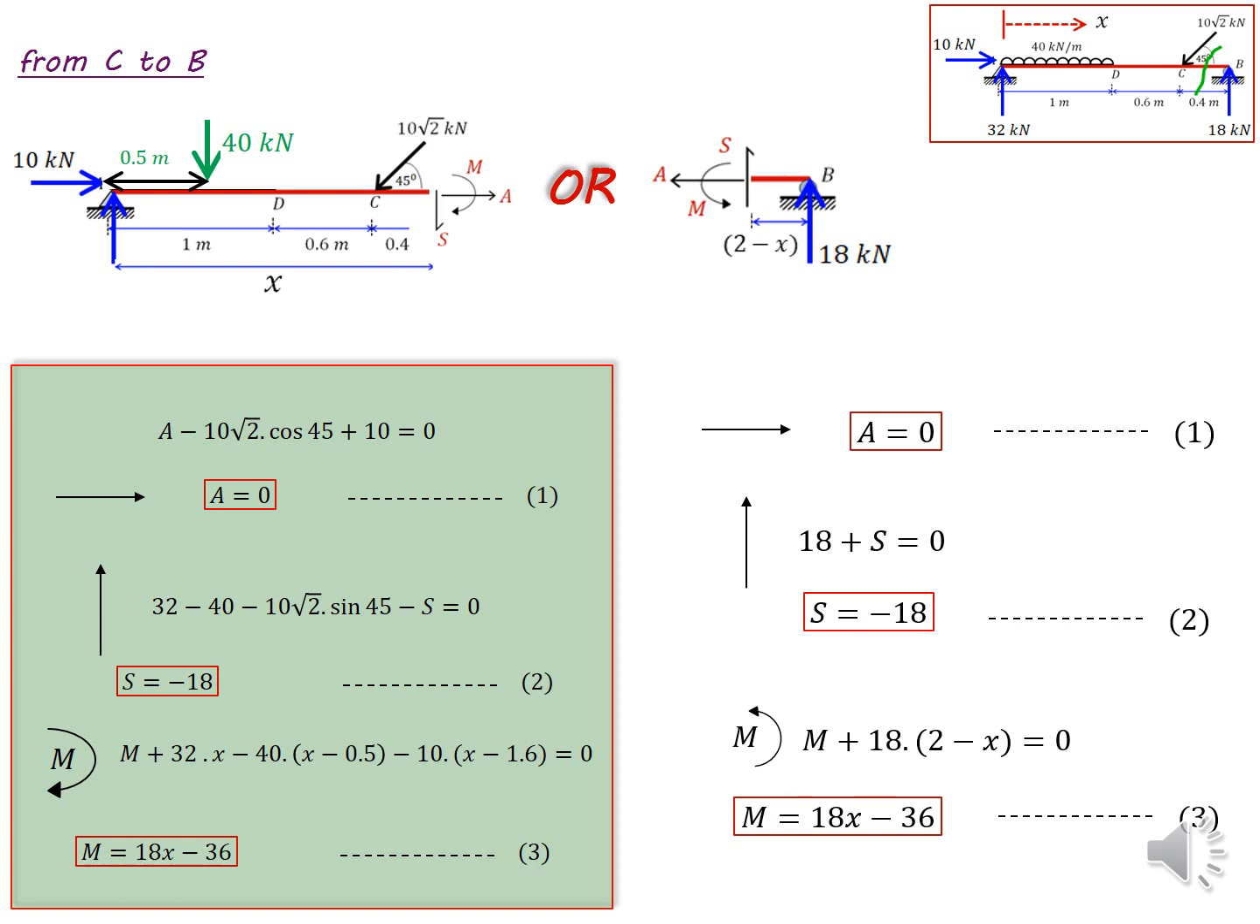For the horizontal equilibrium, if we calculate all the loads in the horizontal direction, you can see A equals 0. Now in the left hand side section, we get the same answer. And for the vertical equilibrium, for the right hand side free body, 18 plus s equals 0. Then s equals minus 18. If you check the left hand side answer, it's the same.